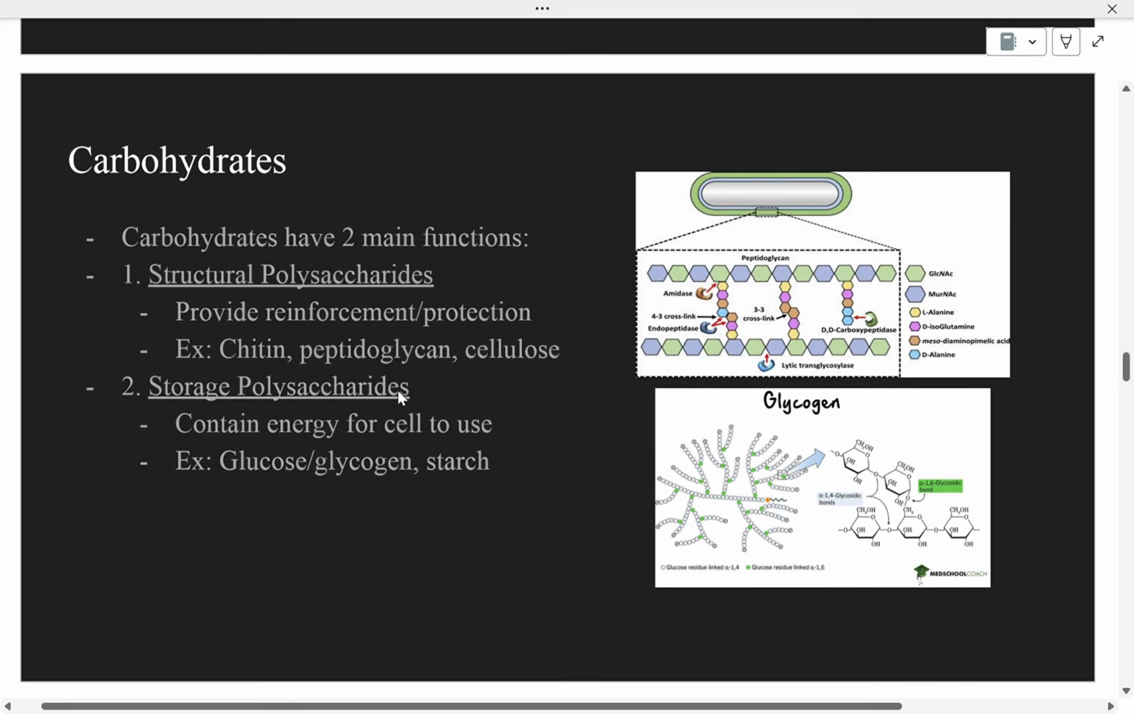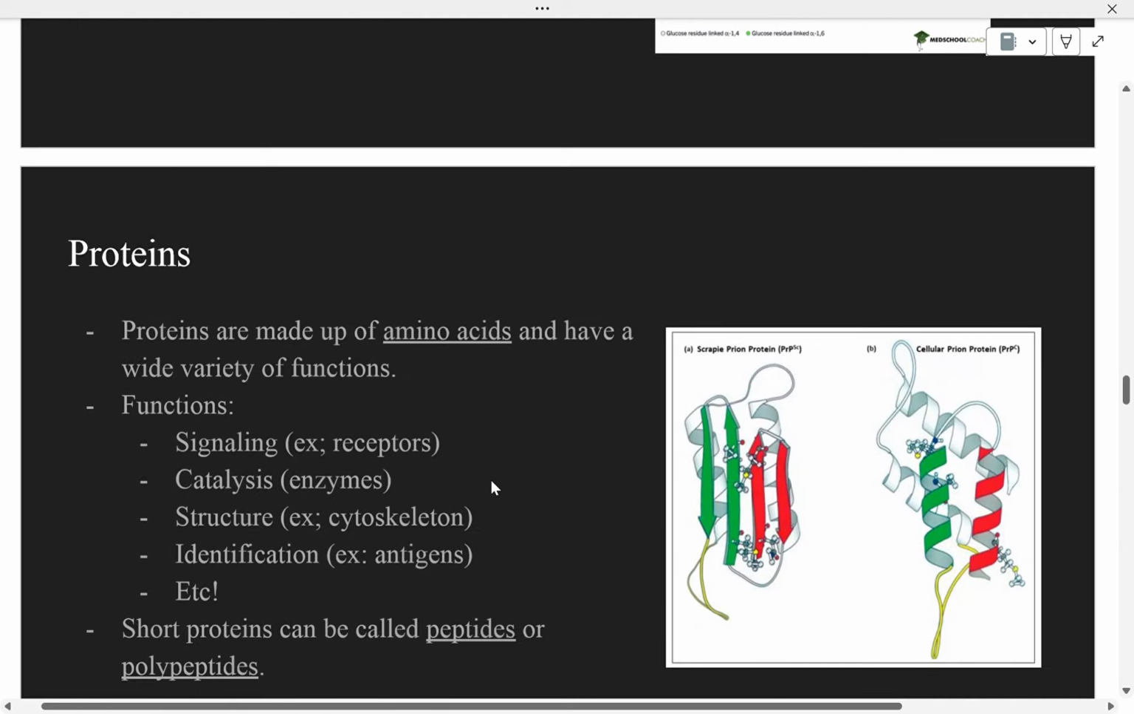Okay, and then we have storage polysaccharides. These ones are sugars that contain energy. So in our bodies, we have glycogen, which is basically many glucose molecules all bonded together in this branched formation. And we store this inside our muscles so that when we need to use our muscles, we can break these sugars down to get some energy from that. Another example is starch. Starch is the same as glycogen, but just in plants. So plants have that same glucose storage built up so that they can use it when they need.